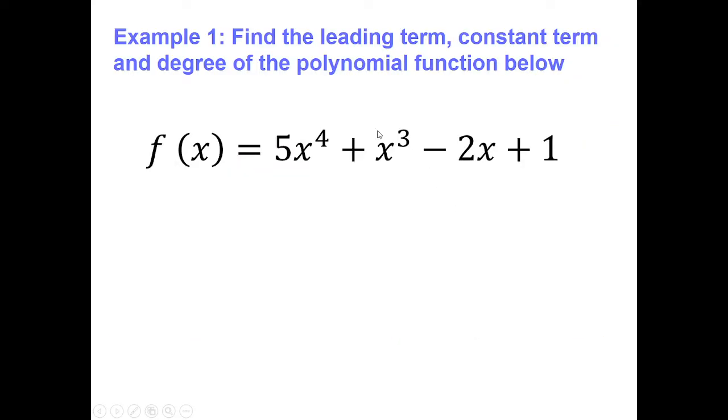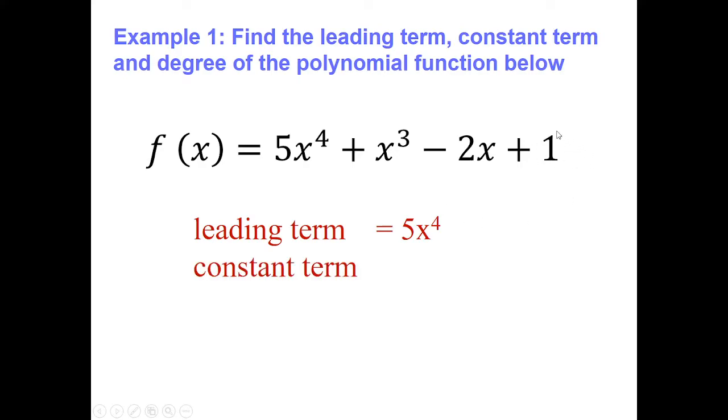Let's have more examples. So, find the leading term, the constant term, and degree of the polynomial function below. So, we start with the leading term, which is 5x to the 4th because it has the highest exponent. Then the constant term is 1. It has no variable. And then the degree is based on the leading term. We get the exponent, which is 4. So, this is the most important thing to remember to properly identify a polynomial function.